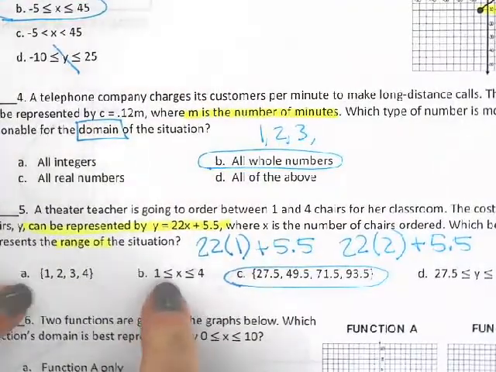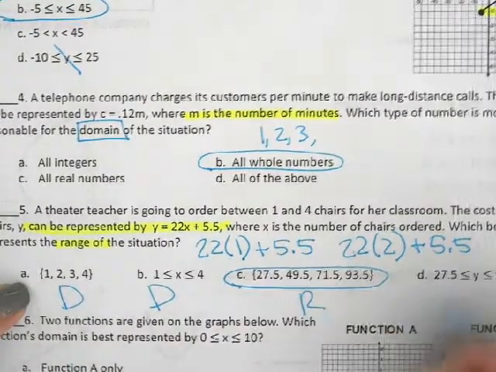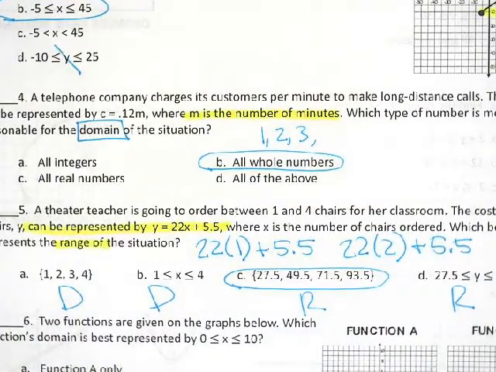Again, A and B are dealing with the domain. This is not a domain problem. D is telling me you're getting every little number in between those two. And we're not. It's only certain ones.